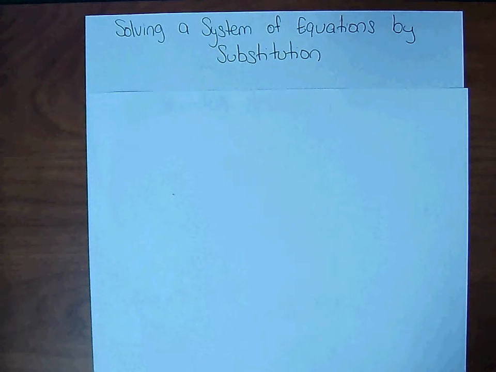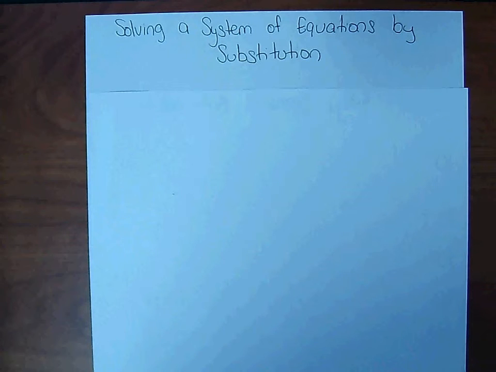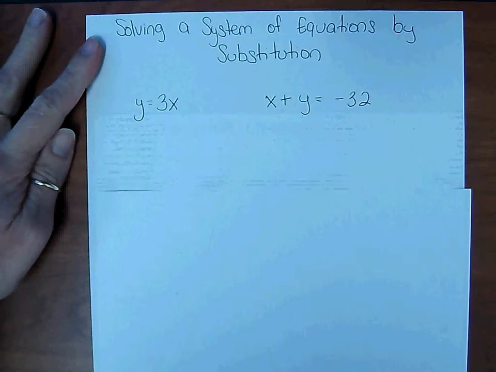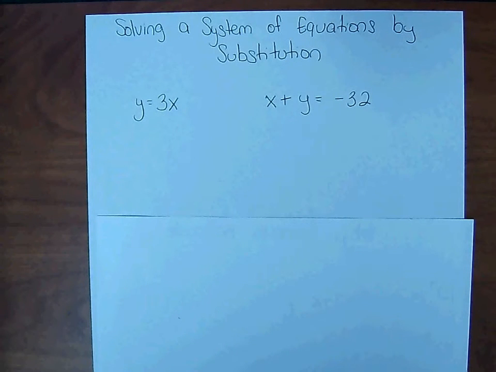Solving a system of equations by substitution. We're going to be focusing on linear systems. In the first system, we have y equals 3x and x plus y equals negative 32. When solving a system using substitution, you are going to substitute your value for a variable.